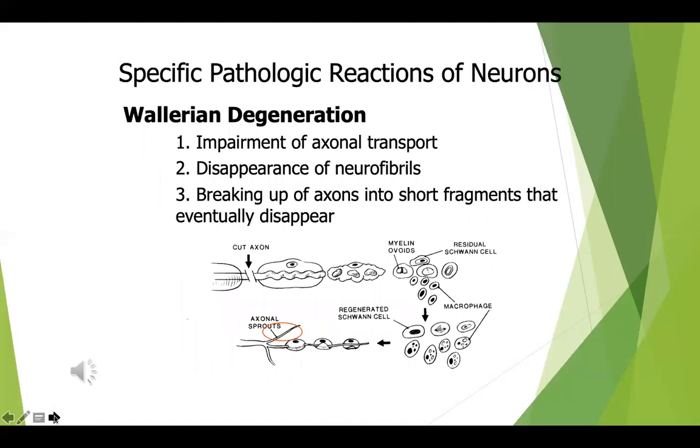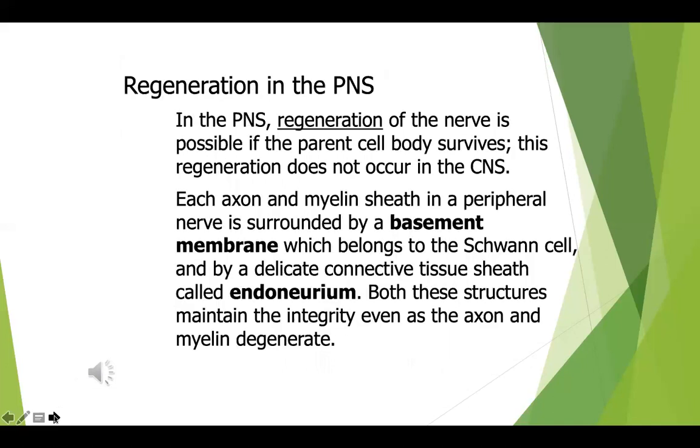In Wallerian degeneration, impairment of axonal transport happens because there is detachment from the parent body or proximal axon. The neurofibrils also disappear, and the axon breaks into small fragments that eventually disappear. In the PNS, or the peripheral nervous system, there is a chance for the nerve to regenerate, okay, if the parent cell body survives. But this regeneration of the axon does not occur in the CNS.